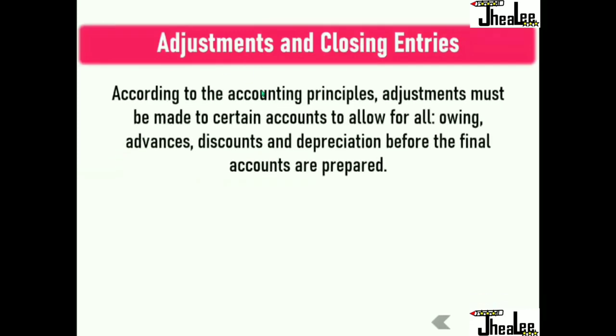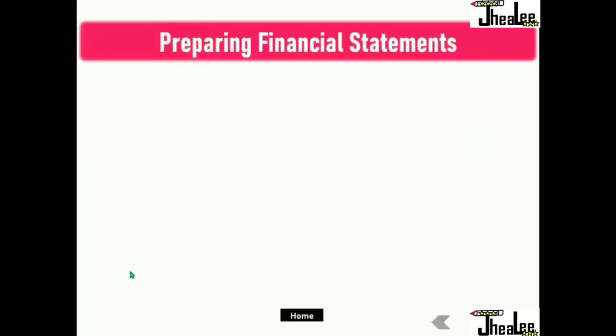According to the accounting principles, adjustments must be made to certain accounts to allow for all owings. So if there is an expense, for example, that the business is owing for, the account would have to be adjusted. Prepayments, which are the advances, discounts, and depreciation, before the final accounts are prepared. So those adjustments must be made to the respective accounts. We now look at the next stage, which is the final stage, and that is preparing financial statements.